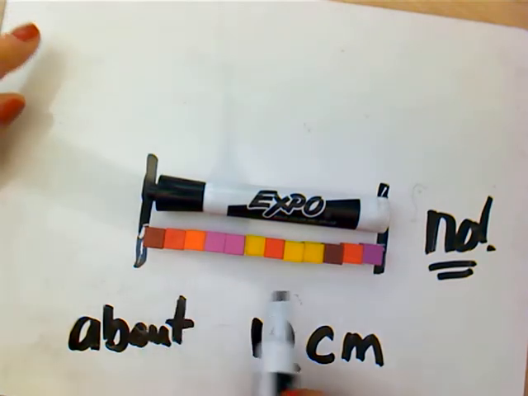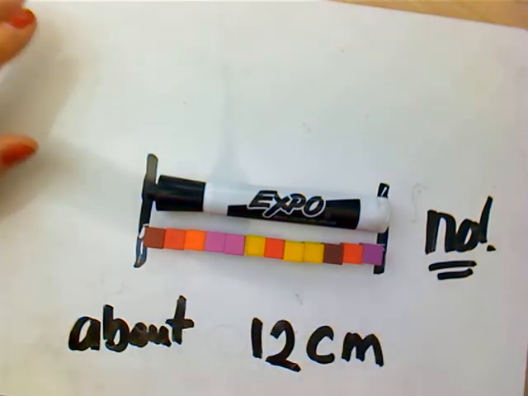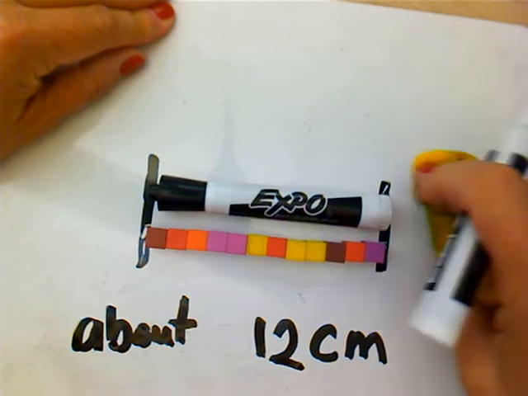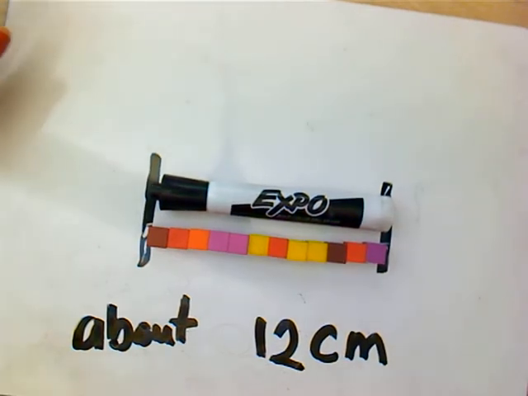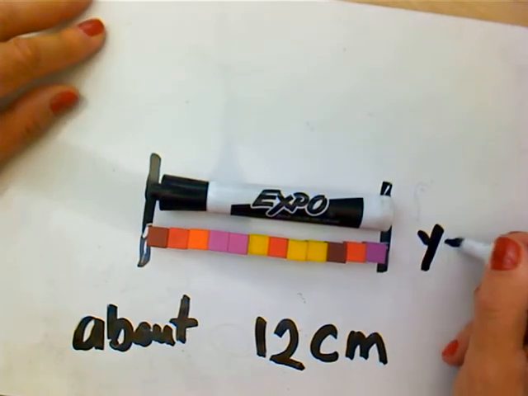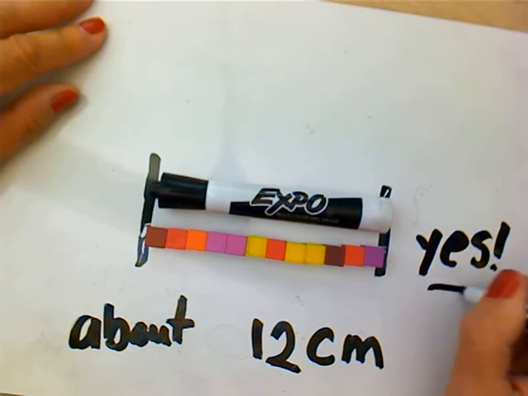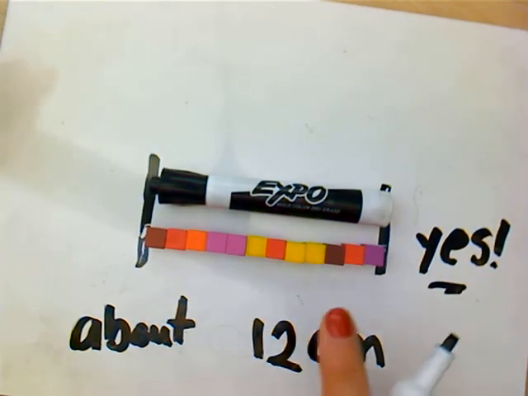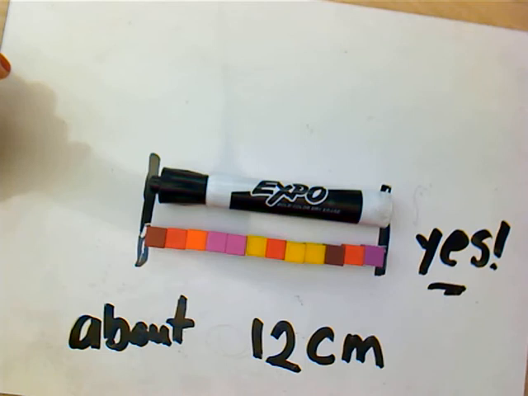Do you see the difference between this way and the way that I did it just a minute ago? Would this be an accurate way to measure? Yeah, it would be pretty close. So I'm going to say yes. This would be a much better way to measure this magic marker.